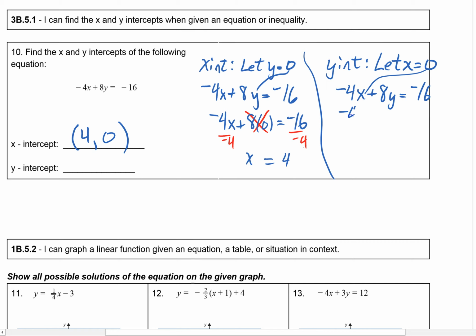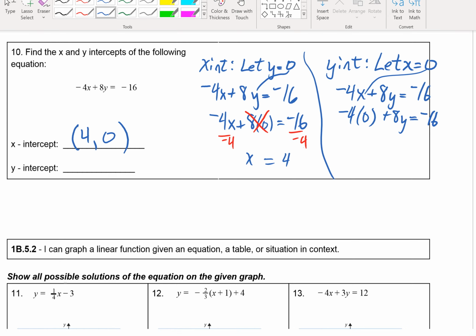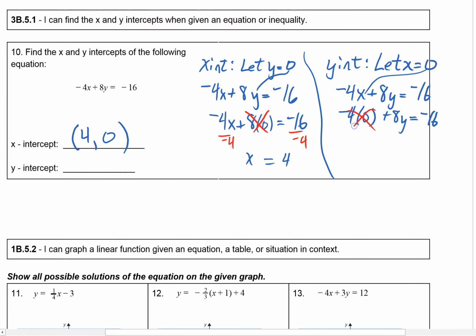As you do that, you can see you have negative 4 times 0 plus an 8y is equal to negative 16. Again, you could even think of this as the cover-up method, like covering up the other variable because a 0 wipes it out. You can divide by this positive 8, and negative 16 divided by 8 would be a negative 2. Again, it's going to be an ordered pair, a point for the y-intercept. Your x was equal to 0, so that's going to show up in the ordered pair.